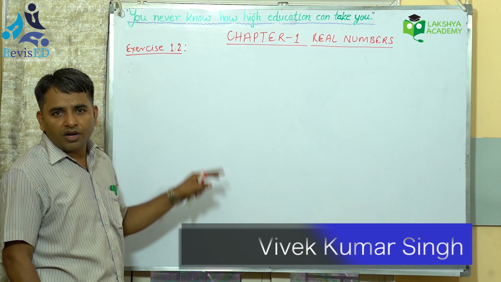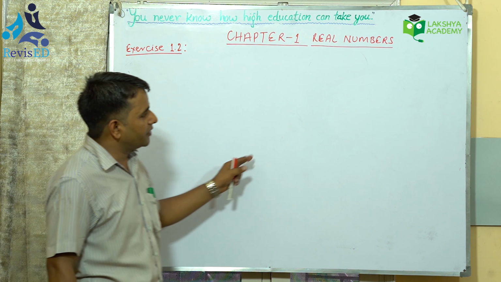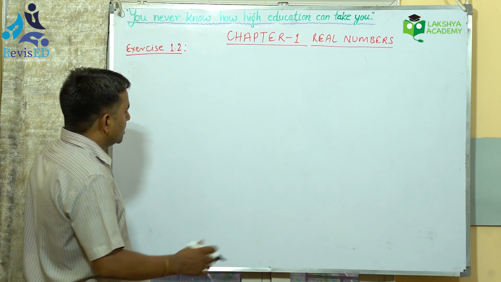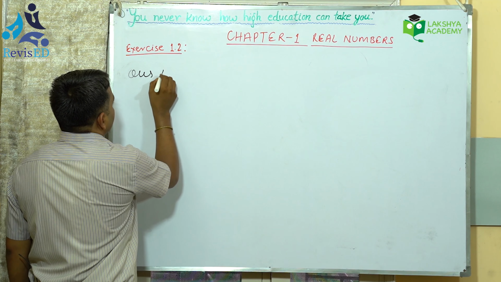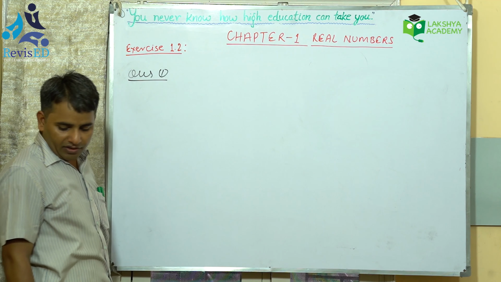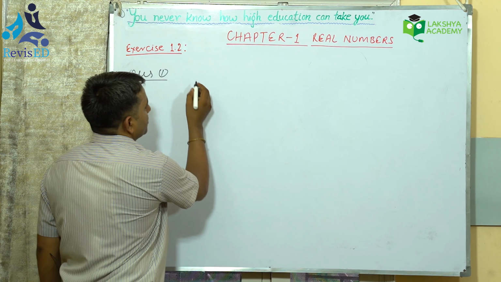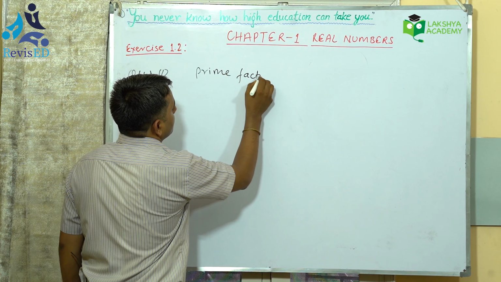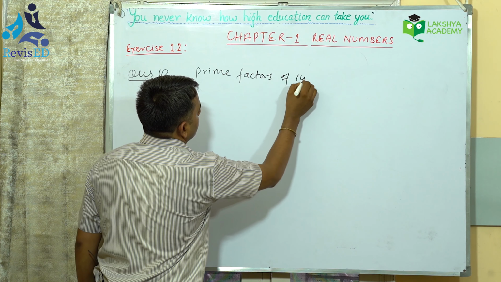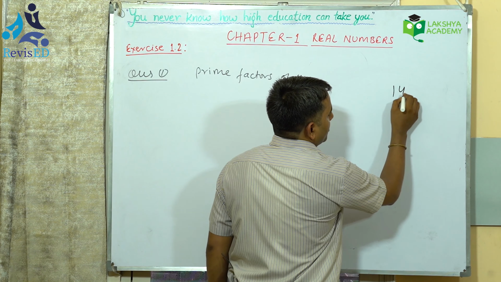So now coming to exercise 1.2, to find out the prime factors. Prime factors we have already found in the previous classes. For example, take question number 1, any part of this. Suppose we take 140, to find the prime factors of 140. I will find it the same way as we have done in our previous classes.